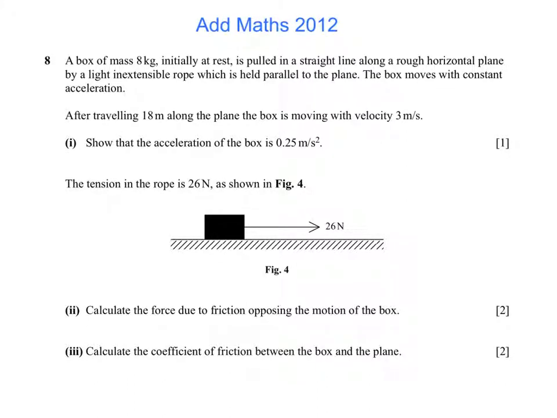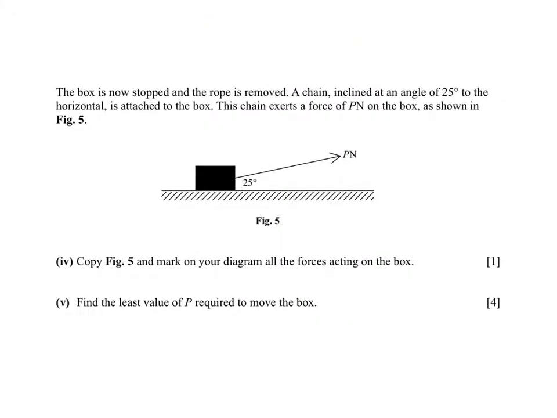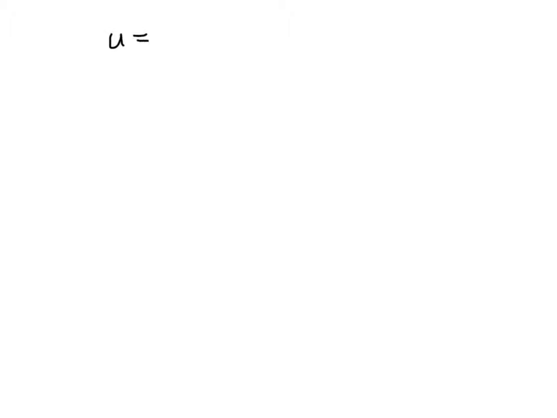2012, Paper 2, Question 8. The box is initially at rest. It travels for 18 metres and its speed is 3 metres per second, and we're asked to find a.